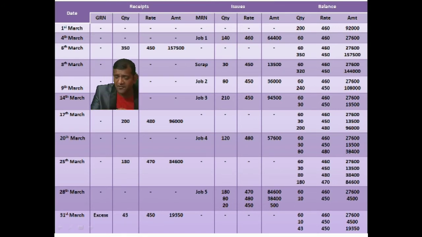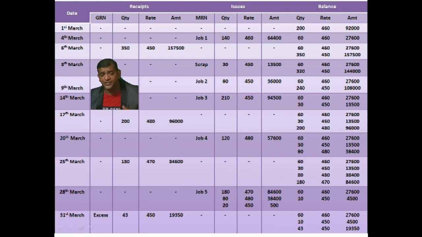Now 25th March, there is a receipt. We have purchased 180 tons of materials at the rate of 470 rupees. That comes to 84,600 rupees. So we are done with the 25th March entry. Further, we are moving towards 28th March. So on 28th March, there is an issue. Clear? So there is an issue of 280 tons of material. So let us look into it. So receipts, GRN nil, quantity nil, rate nil, and amount also nil.